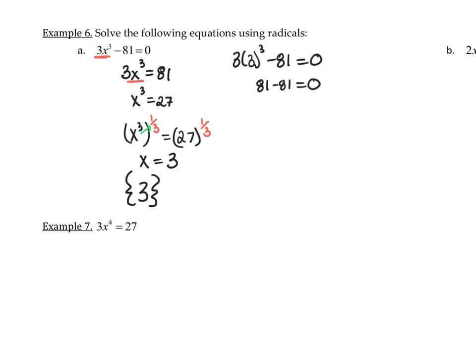Okay, let's take a look at this example B. Very similar setup, except now it is a 4th power. So I want to isolate the 4th power by dividing both sides by 2. So x to the 4th equals 256. That means x is the 4th root of 256.